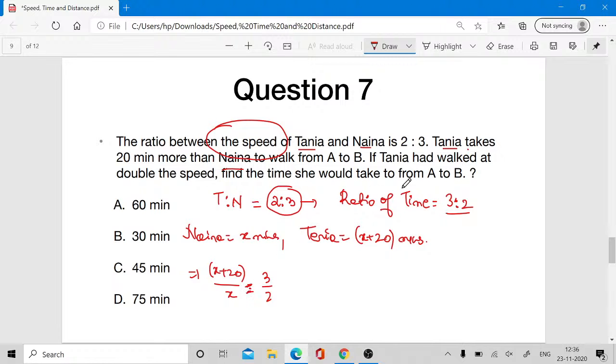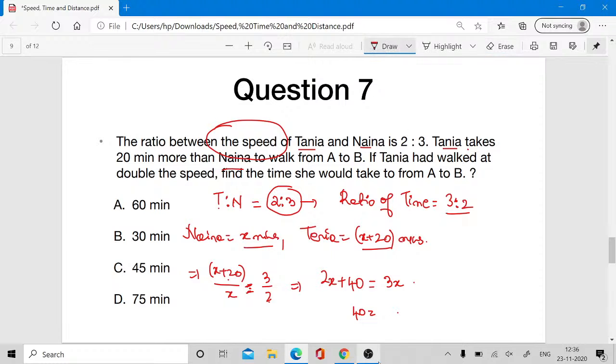This we know, right? The ratio of time is given as 3:2. Tanya is taking more time here, x plus 20, and Naina is taking less time. So 3/2. Now do the cross multiplication. 2 into x is 2x, 2 into 20 is 40, and 3 into x is 3x. Now it is simple, take this to this side. So 40 is equal to 2x. Sorry, it will not be 2x, it will be 3x. Wait a minute here.